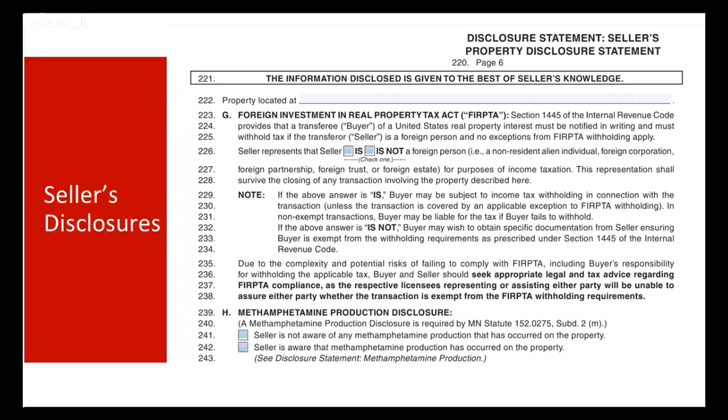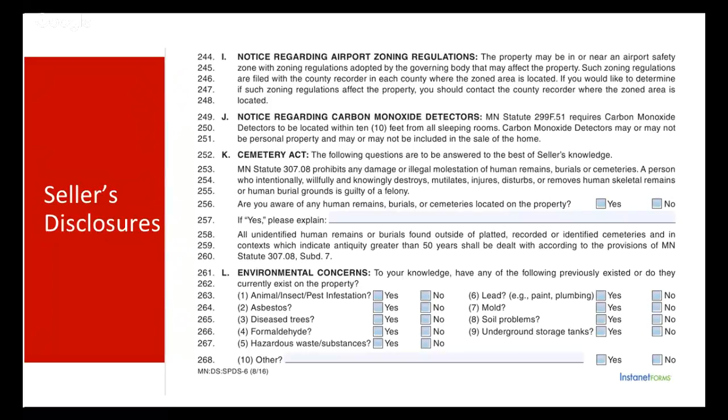Methamphetamine production disclosure. The seller is or is not aware of any meth that's been produced on the property. So have you ever had anybody check mark that? No, thankfully. Which would trigger the methamphetamine disclosure, which used to be like a regular form we do, now we don't because it only gets triggered if they answer yes to that. Notice regarding airport zoning regulations. The property may be in or near an airport safety zone with zoning regulations, etc. Notice regarding carbon monoxide detectors. Hey, we need them in certain areas.